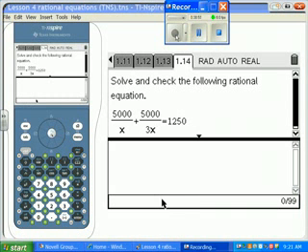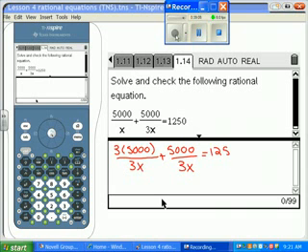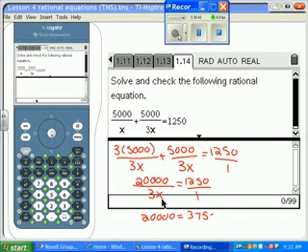Okay, so this last problem, what we're going to do is find a common denominator, which is going to be 3x. So this becomes 3 times 5,000 over 3x plus 5,000 over 3x equals 1,250 over 1. And we simplify this out, we get 20,000 over 3x equals 1,250 over 1. So 20,000 equals, what do we have there? Our last step is to divide both sides by 3,750. Negative x equals 16 thirds.